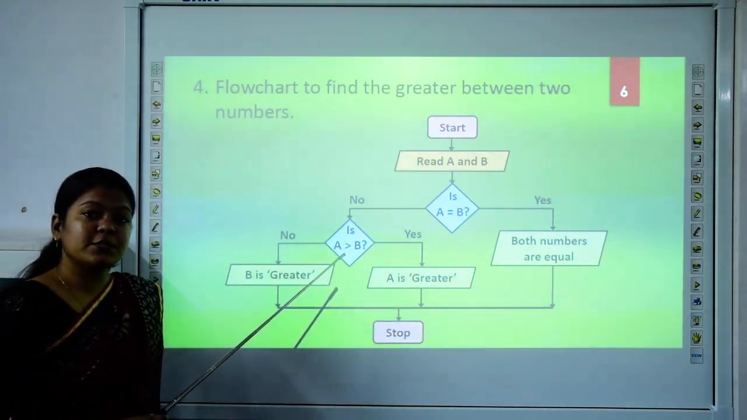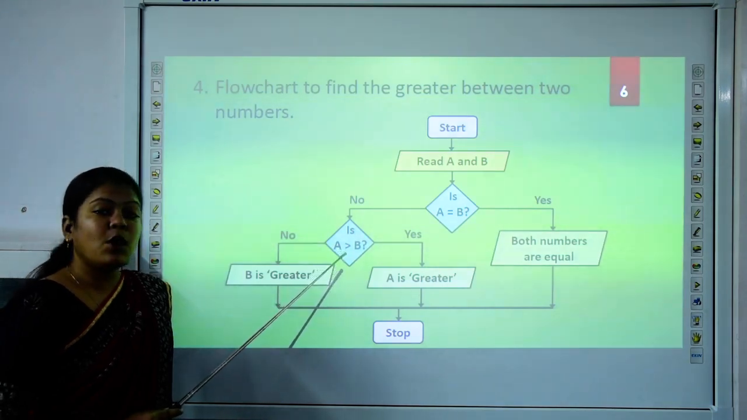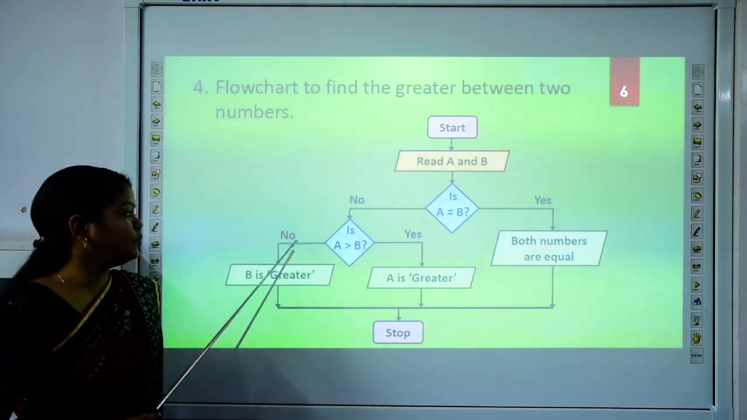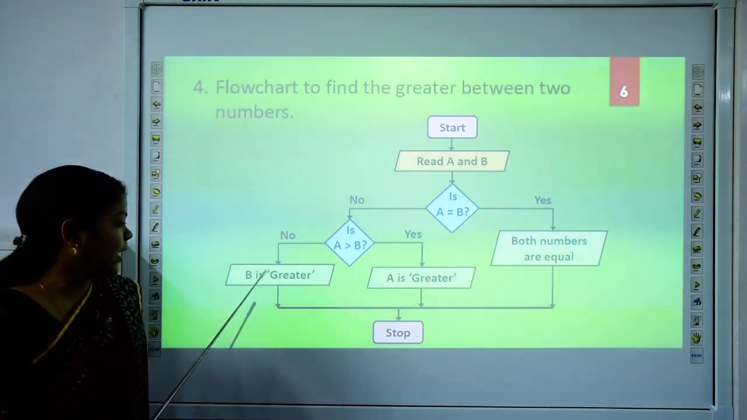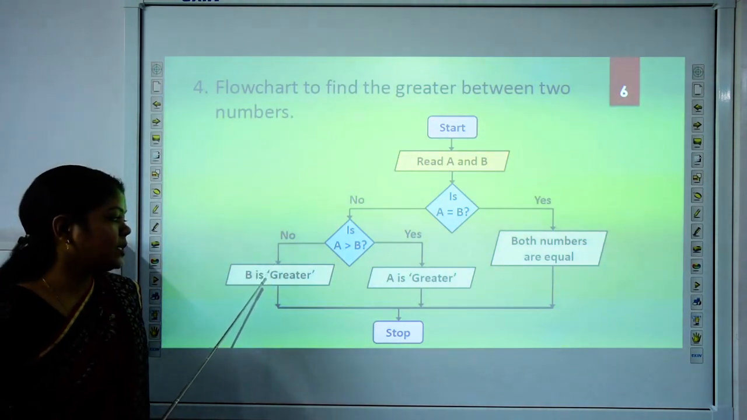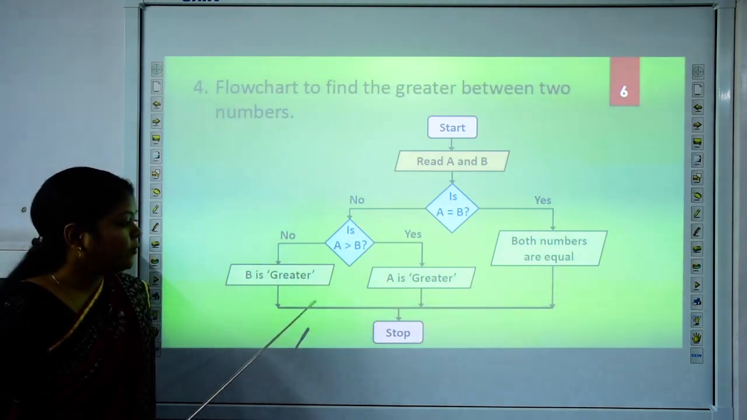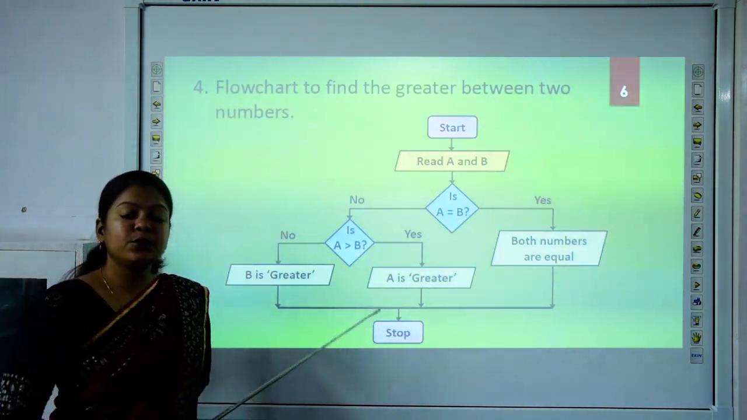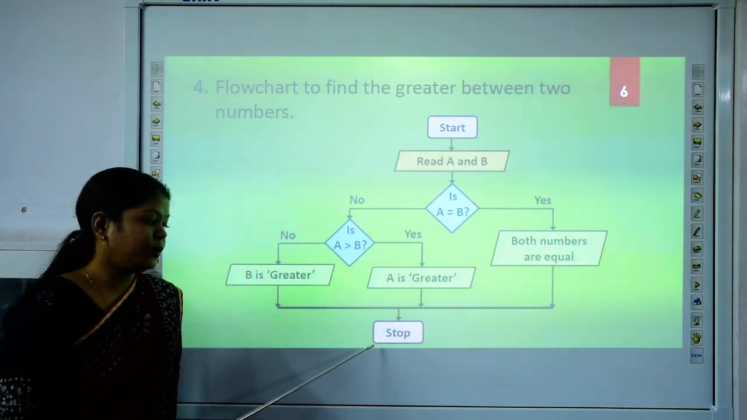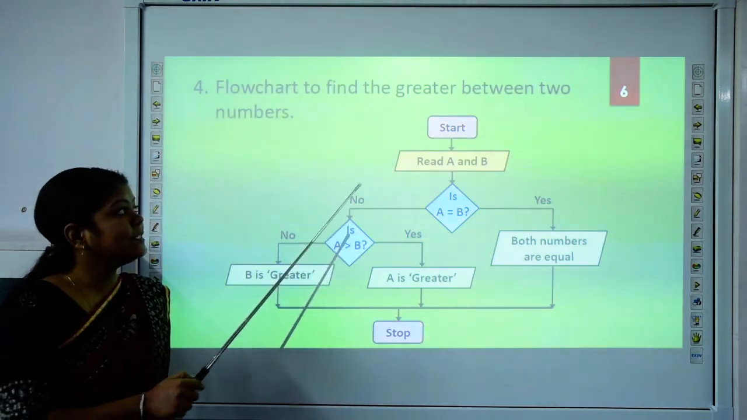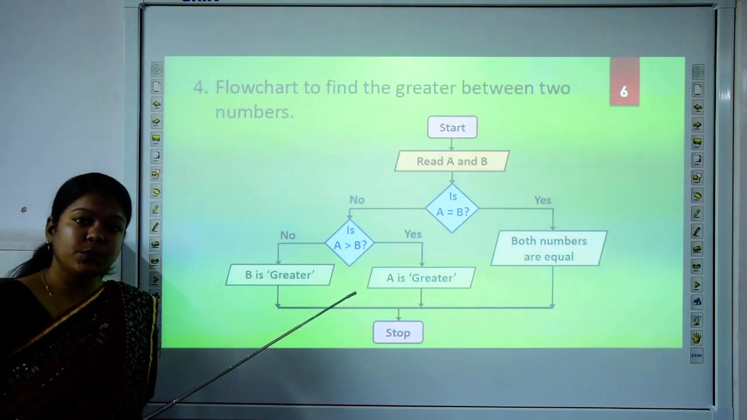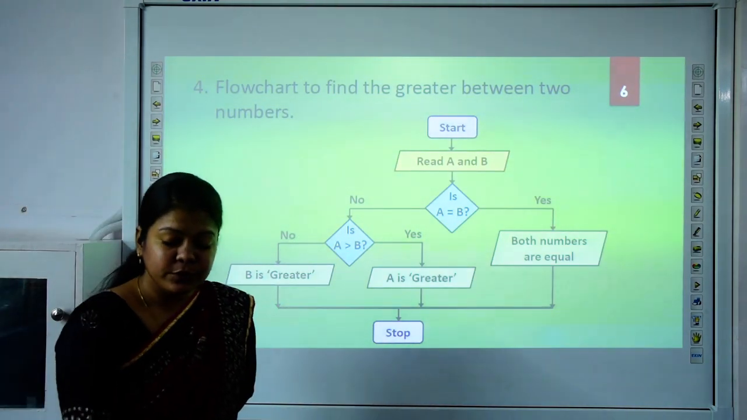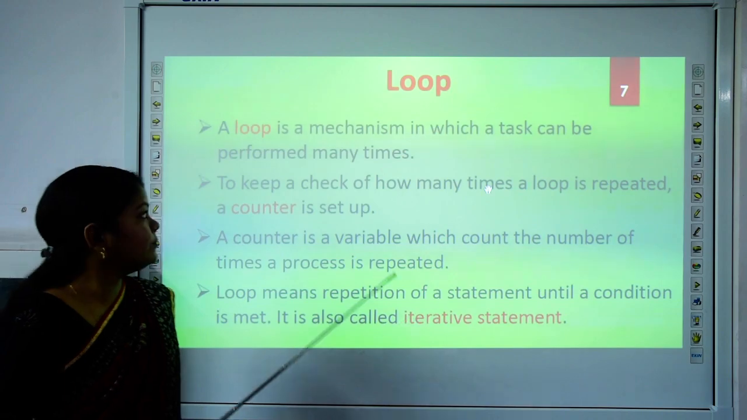And if our condition is false, it means A is not greater than B, then we have to move to the no part, or we can say the false part, and we have to print on the screen B is greater. Okay. And when this process is completed, then to end the flow chart we have to draw the stop box. So students, this is the way to draw a flow chart to find the greater between the two numbers. Now we will move to our next topic, which is loop.